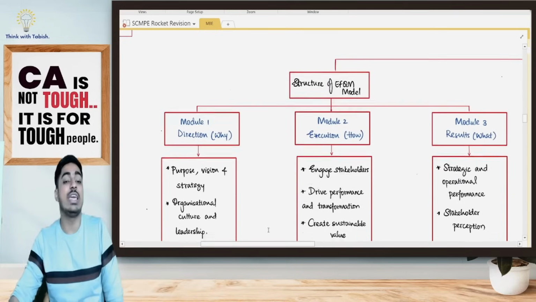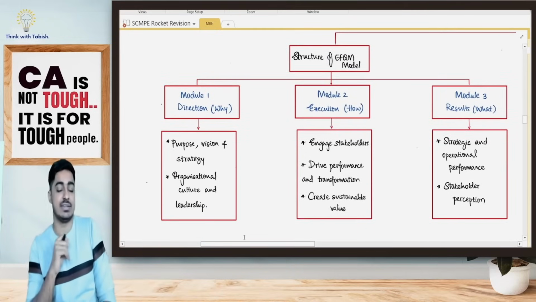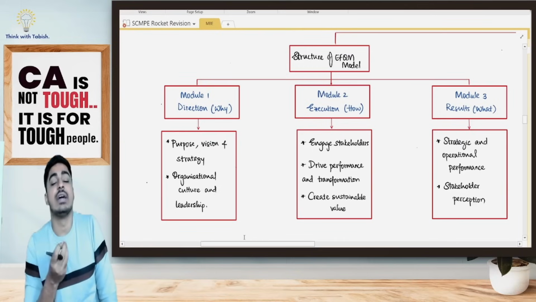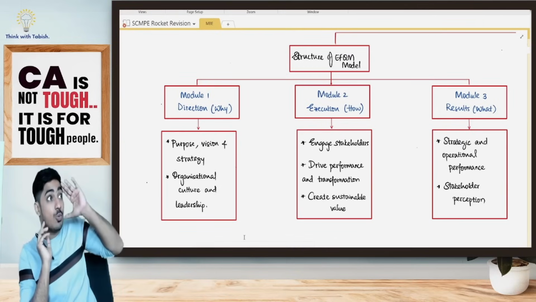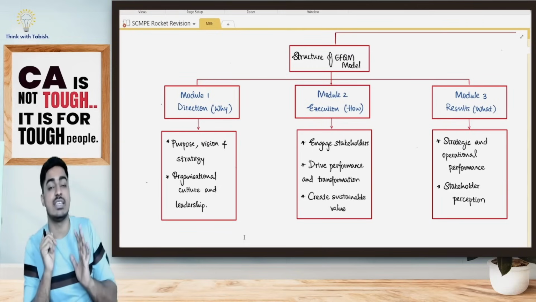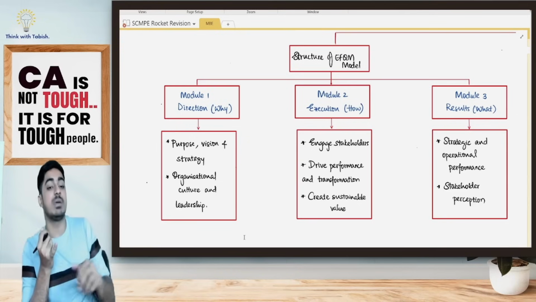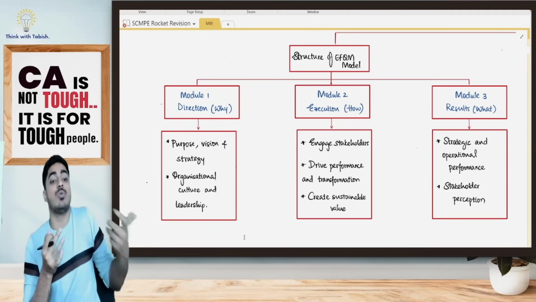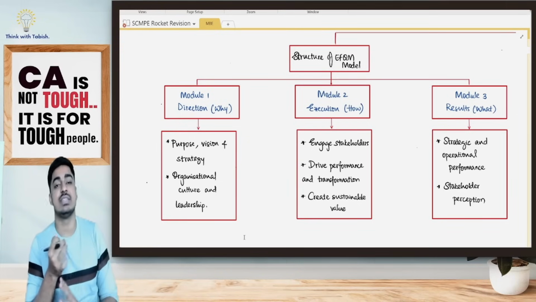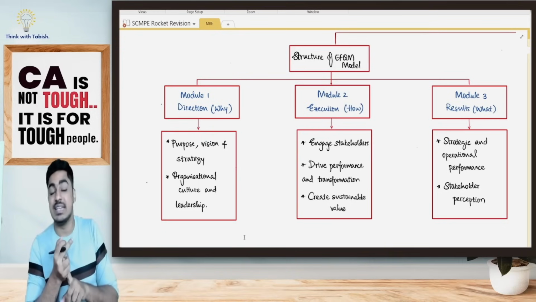Now, firstly, why am I doing it? The direction. We have given you an example, a car manufacturing company. First, we should see what is the purpose why the organization is established. Once I've seen my purpose, based on that, see what is the organizational culture as well as leadership. Two things, purpose as well as leadership.